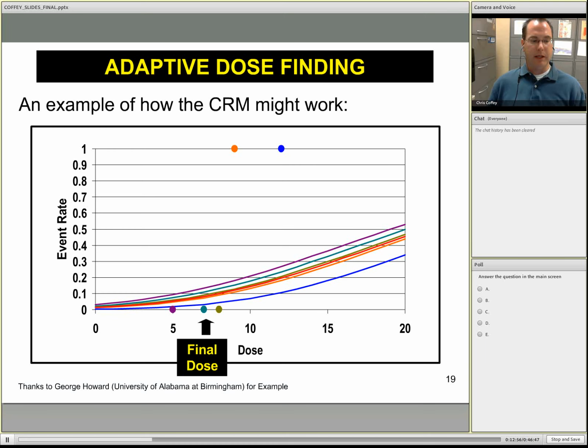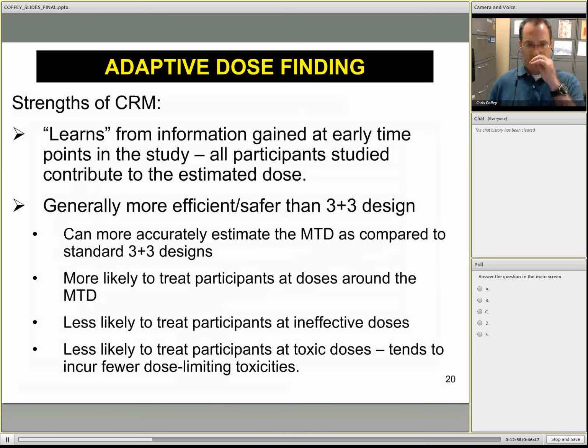Now, there are some advantages of this approach. It learns from information that's obtained, so it doesn't just use the data from an individual cohort. It uses the data from that cohort and every cohort that has been observed up to that time point. It's generally more efficient than the 3+3 design. There have been lots of publications that have addressed this point, that have shown that you can more accurately estimate the maximum tolerated dose with the CRM.